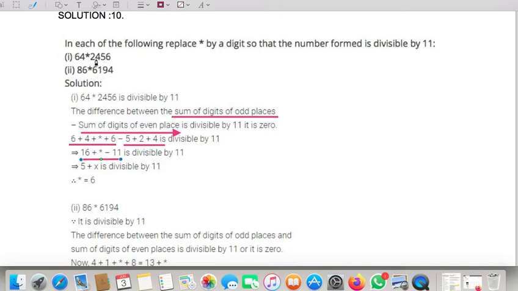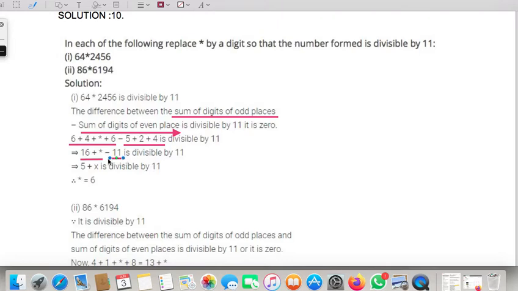The even place digits: 5, 2 and 4. 5 and 2, 7. 7 and 4, 11. So what do I get as the sum of the even place digits? I get it as 11. So I'll subtract from 16 plus star this sum of even place digits, which is 11.